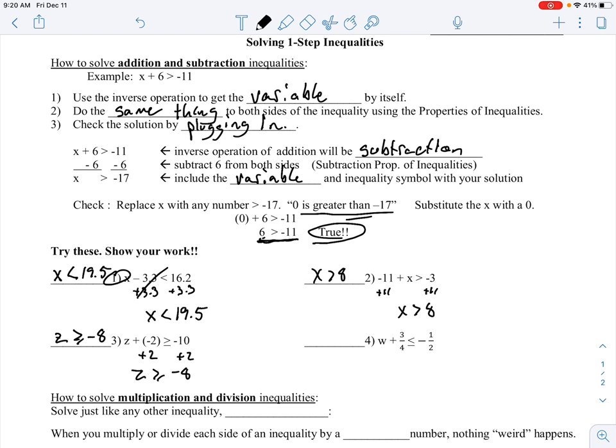Finally, number 4. Fractions aren't going away, so we've got to get used to using fractions. We're going to subtract 3/4, and I'm just going to quickly work my way through this. Negative 2/4 is the same as negative 1/2, and minus 3/4 is going to equal negative 5/4. So w will be less than or equal to negative 5/4.